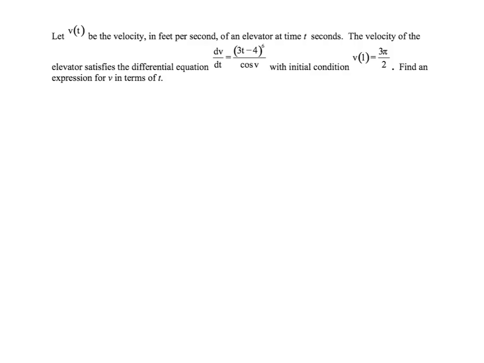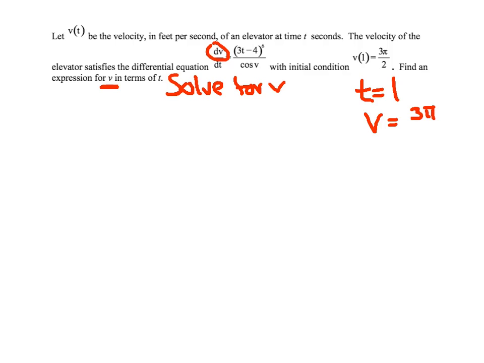All right, well, we've made it to the last example for the night. Let v of t be the velocity in feet per second of an elevator at time t seconds. The velocity of the elevator satisfies this differential equation with initial condition given. Find an expression for v in terms of t. So again, they're telling you to solve for v, using the letter t, with dv dt on top implying solve for v. When the time is 1, those are my two letters, the velocity is 3 pi over 2. That's what this initial condition is telling me.